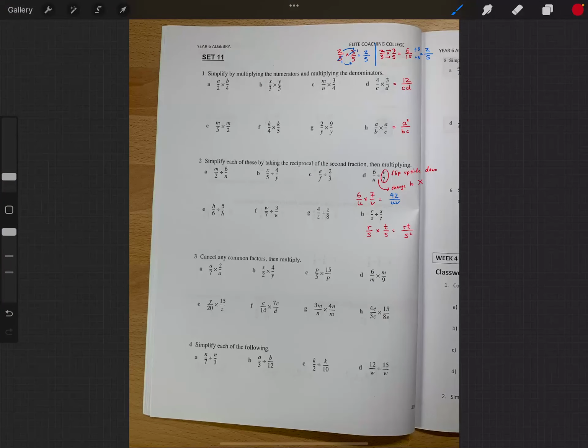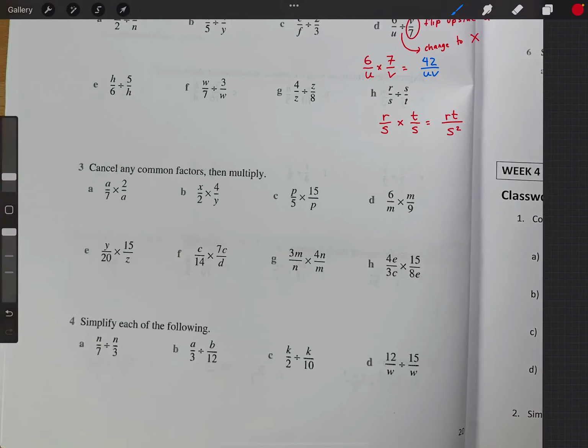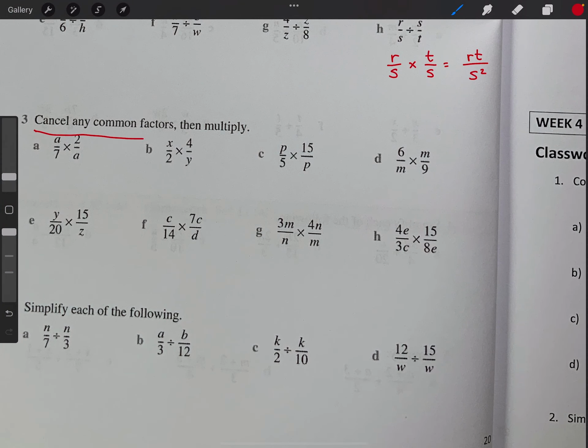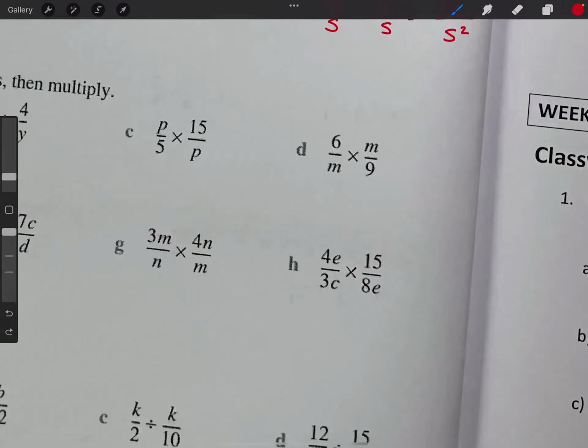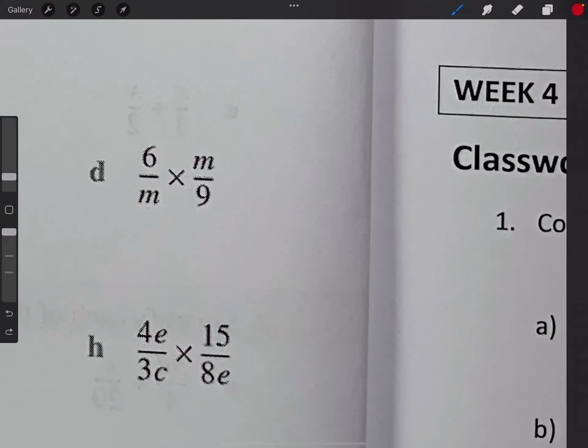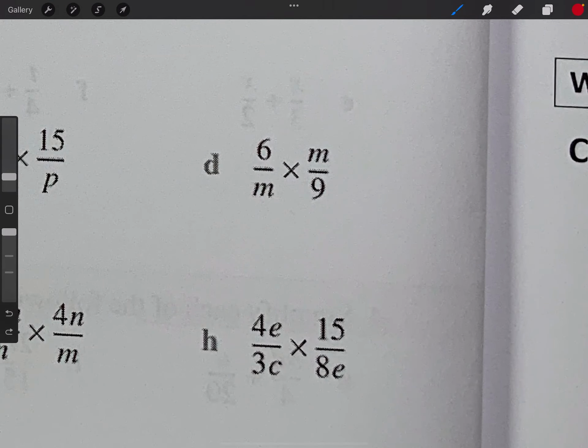All right, so those ones we can't simplify, but look at question 3. Cancel any common factors, then multiply. So I'm going to do this one here. Let's look at this one. Can we simplify anything? Yes, we can. We got m and n. We can divide them both by m. We get 1 and 1.